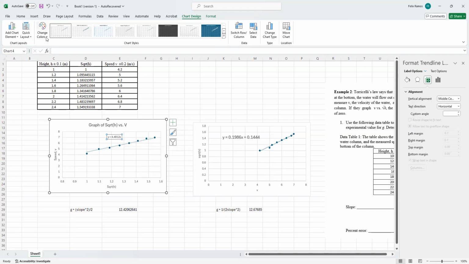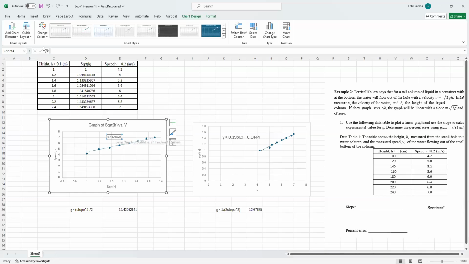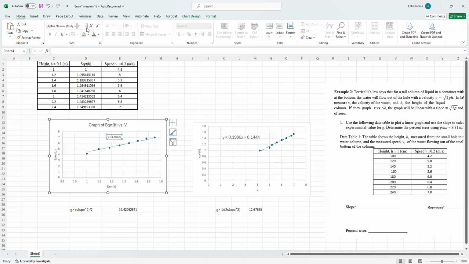4.4812x. I can now increase the size of the letter. So I just go here to home and I increase the size of the letter because I want to see the equation. I want to be able to read the equation, right? If you don't set the x-intercept to 0,0, then this value of slope is going to change a little bit.